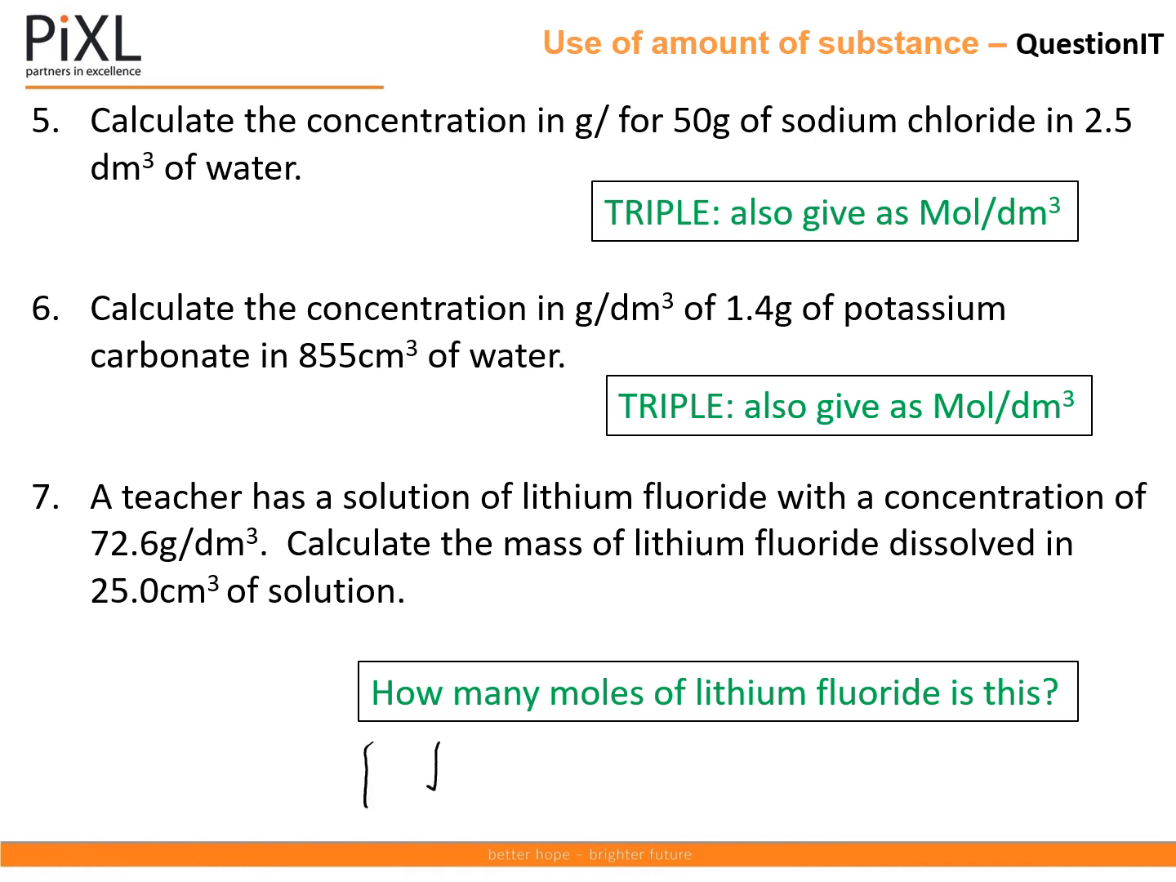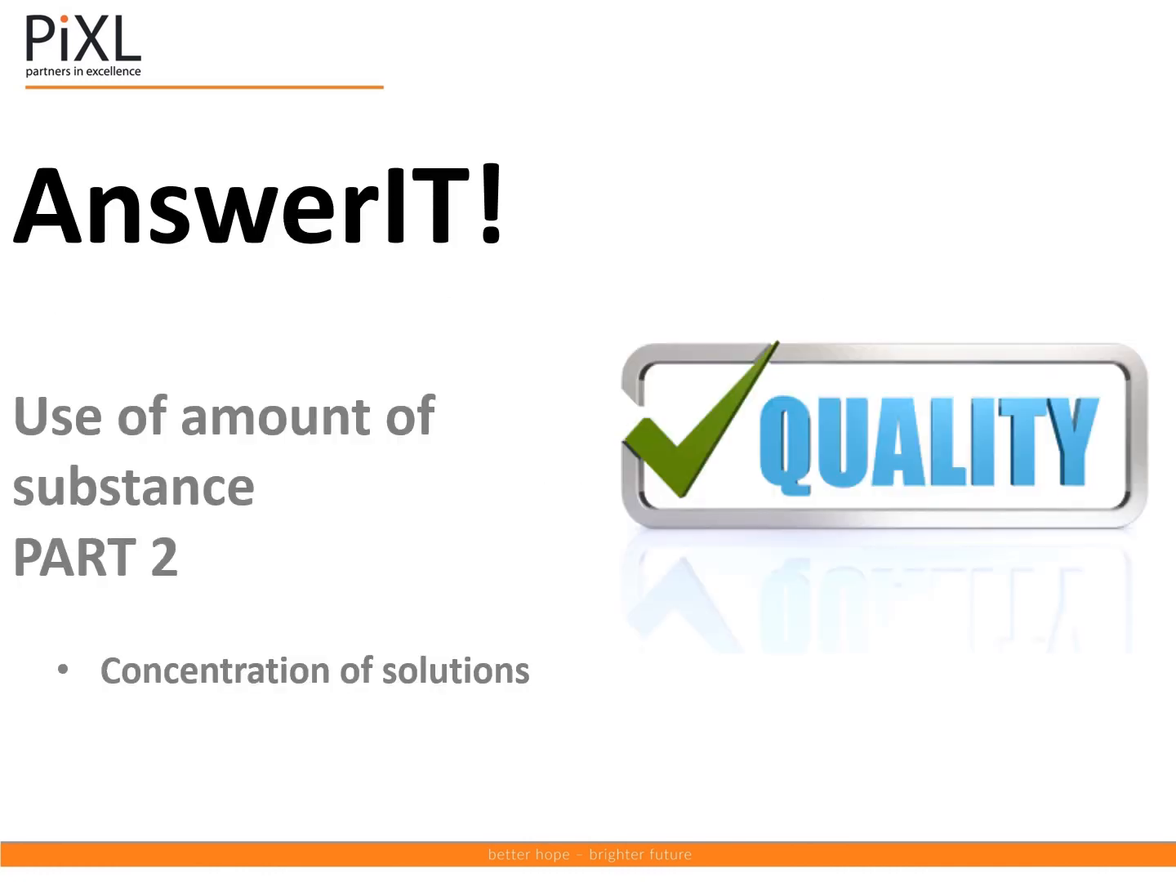So just very quickly, 1 dm cube is equal to 1000 cm cube. Just if you need to do your conversions, I'm going to give you a minute to work these out for yourselves and then go through the answers. Okay, let's have a look at the answer to them questions, shall we?